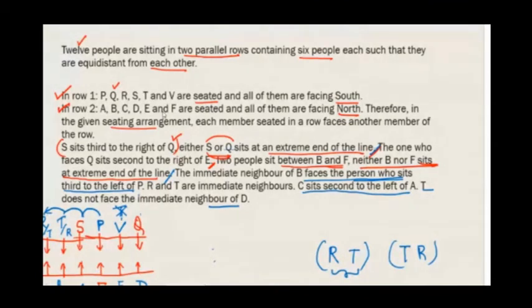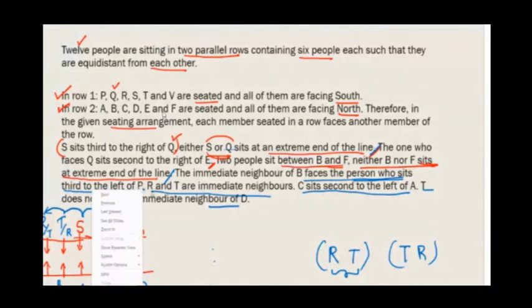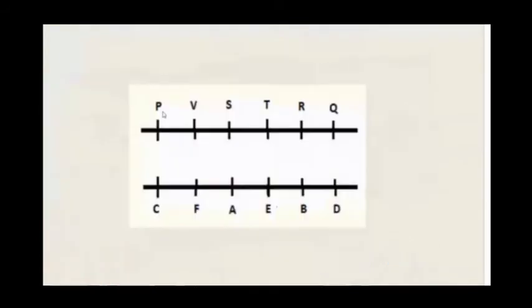I have C here. Now, R and T are immediate neighbors. Don't get confused. You have a full stop here. It is not the immediate neighbor of P. You can clearly observe. C sits second to the left of A. T does not face the immediate neighbor of D. So this is the arrangement I'll be getting. To be more clear, this is what you'll be getting.